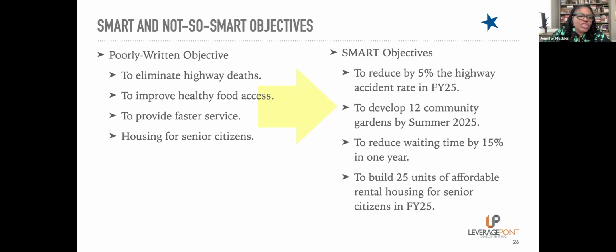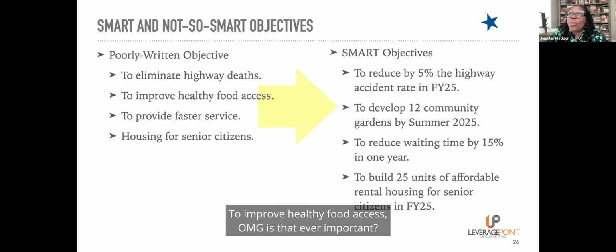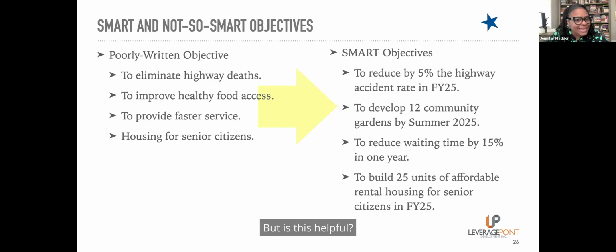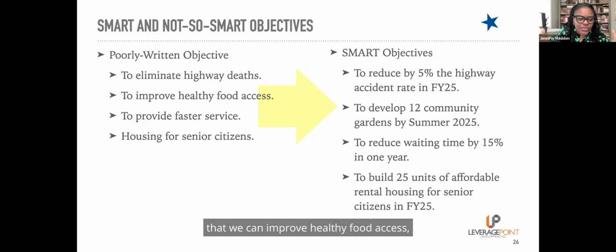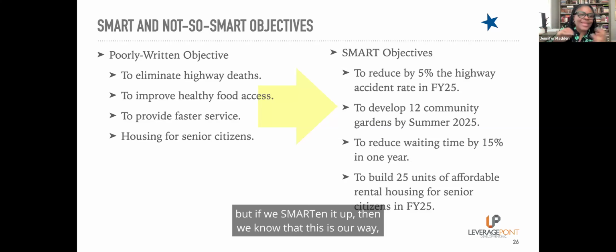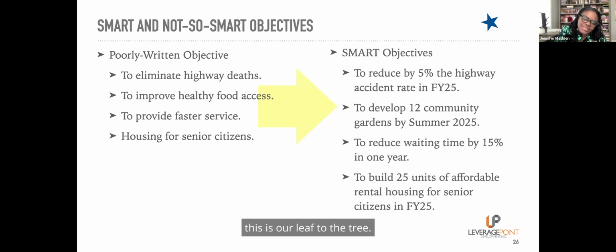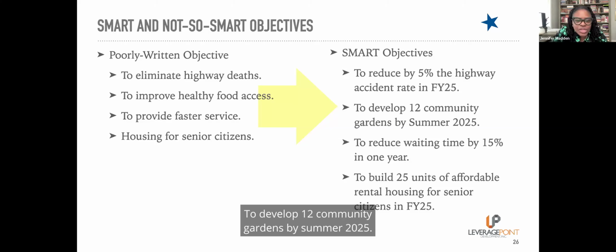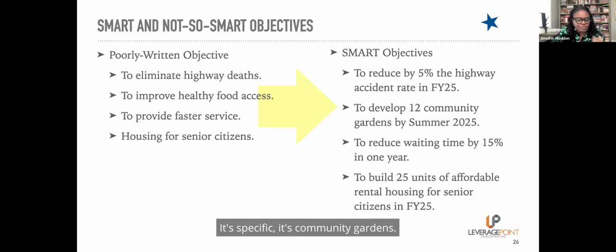Next, to improve healthy food access. Oh my gosh, is that ever important? But is this helpful? Technically, no, because there are 1,000 ways that we can improve healthy food access. But if we smarten it up, then we know that this is our way. This is our leaf on the tree. This is how we contribute to the work. To develop 12 community gardens by summer 2025. It's specific, it's community gardens. Measurable, it's 12 of them.